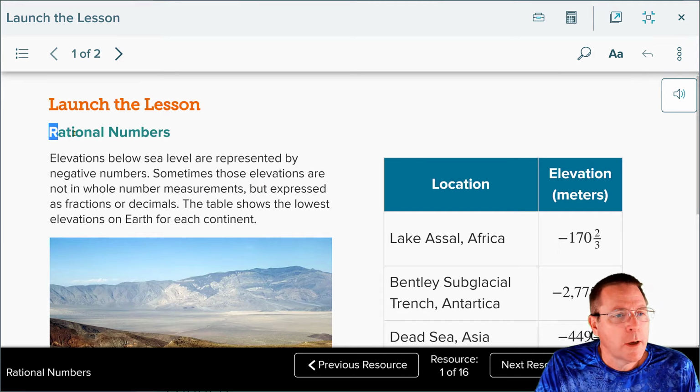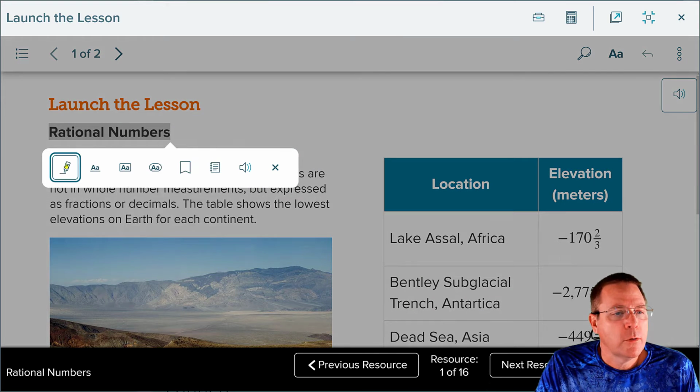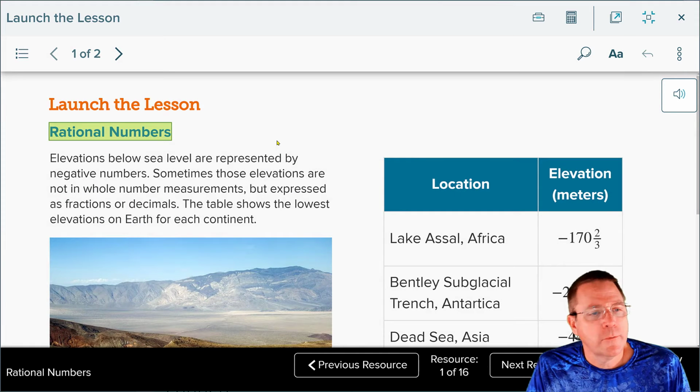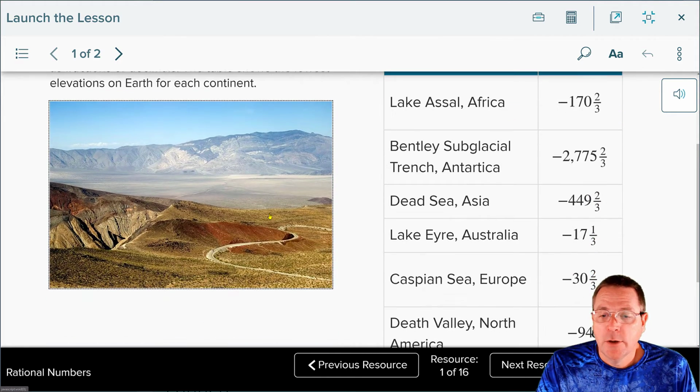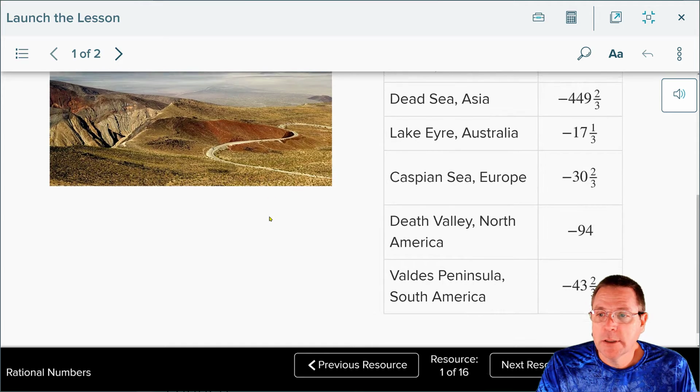Of course, you want to highlight your chapter, your lesson title, Rational Numbers. And it says that elevations below sea level are represented by negative numbers. Sometimes those elevations are not whole number measurements, but expressed as fractions or decimals. The table shows the lowest elevations on Earth for each continent. And you can see they got a bunch of continents listed here.